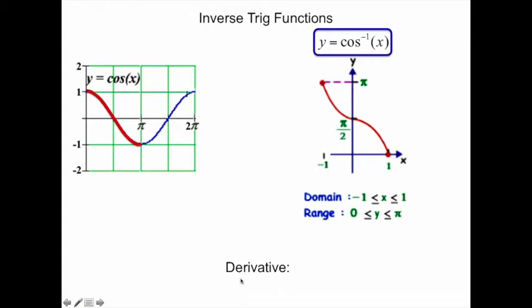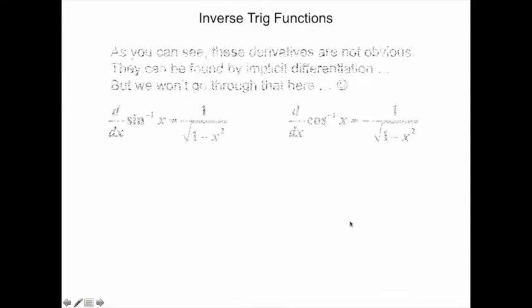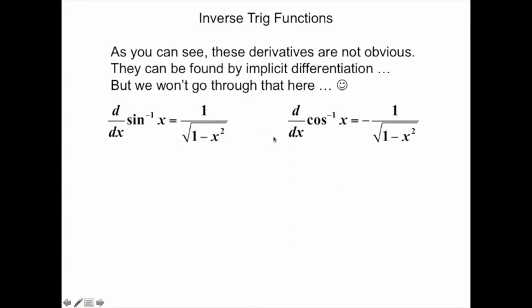And again, the derivative is not really that intuitive. The derivative of the inverse cosine looks a lot like the sine, but it's -1 over the square root of 1 minus x squared. Like I said, these two inverse derivatives are not intuitive, not obvious. They actually can be found by implicit differentiation, but we won't go through that here. It's a little beyond the scope of the course.